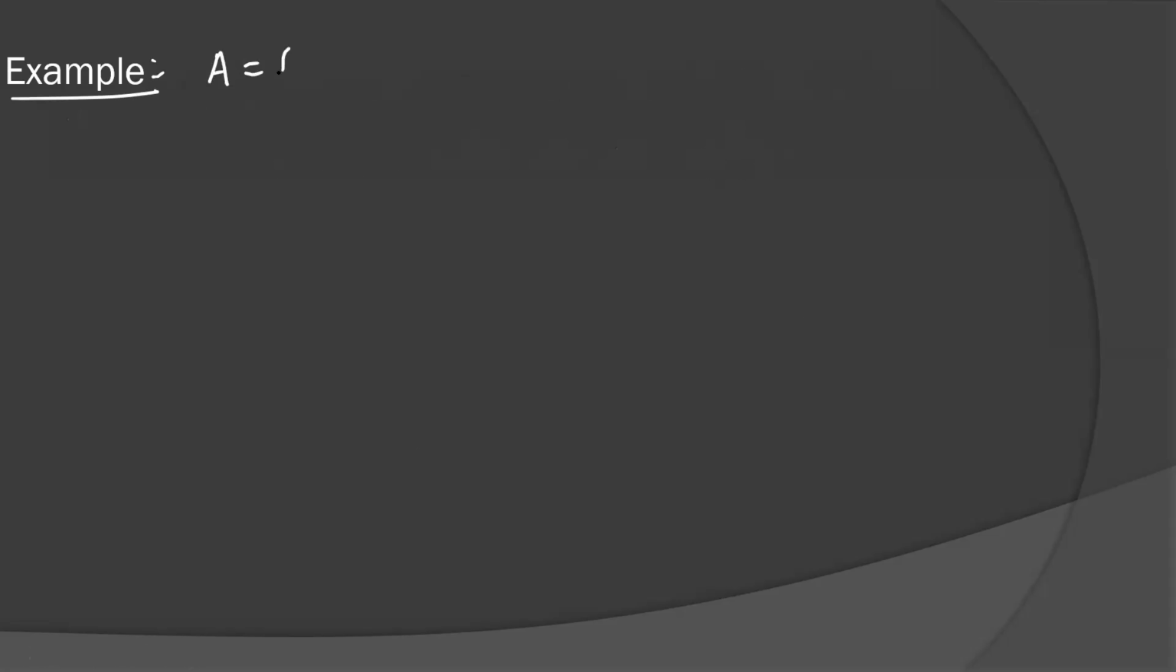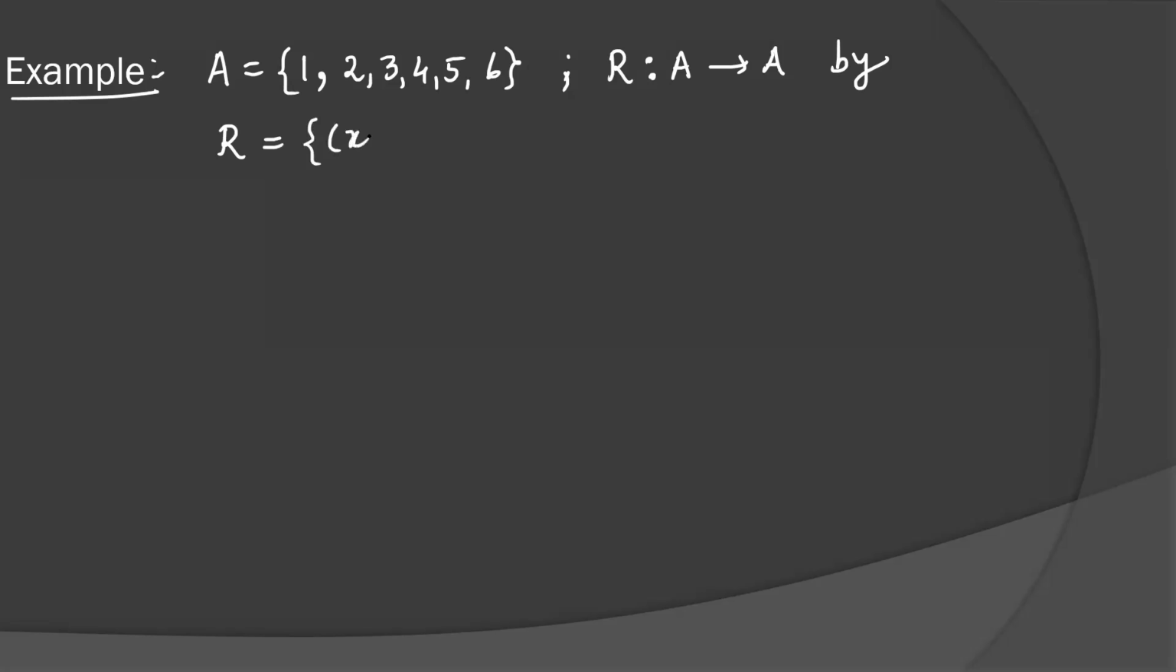Let set A be given as 1, 2, 3, 4, 5, 6. Relation R is defined from set A to A itself, by R equal to the collection of all ordered pairs (x, y) satisfying the relation between y and x: y is equal to x plus 1. So what is the question now?